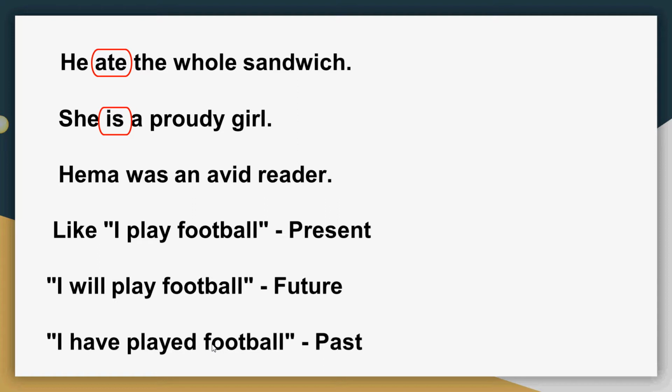Let us see another sentence. Hema was an avid reader. Here was is a verb which describes Hema's state of being. Do you understand? Next sentence. I play football. It represents the present form of the sentence. Here play is the verb.